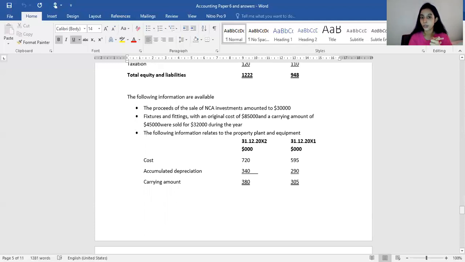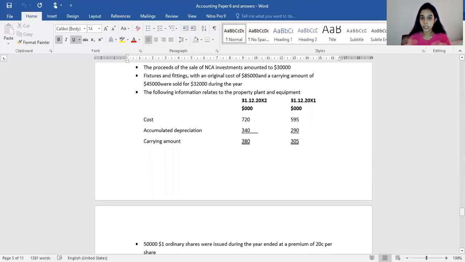And sold for 32,000 during the year. So that proceeds, you'll have to mention it under the investing activity. And so cost amounts are given, accumulated depreciation are given. So put it into T accounts and make the relevant adjustments.